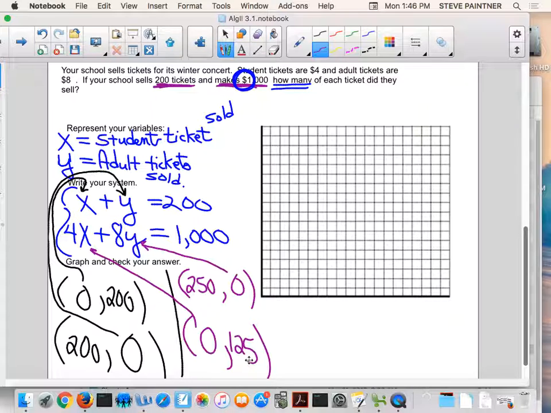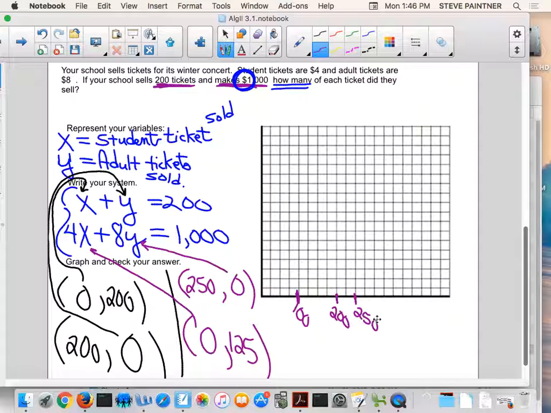Okay, now I have a point and a point on my line and a point on a different line. Graph. Look how big the numbers are. You can't go by ones, you can't go by twos. 50s. That's very fast. You're going to get there so fast. I don't want to get there so fast. I want to spread it out a little bit. 25? I like 25. Every 4 would be 100. There's 100. There's 200. And there's 250.